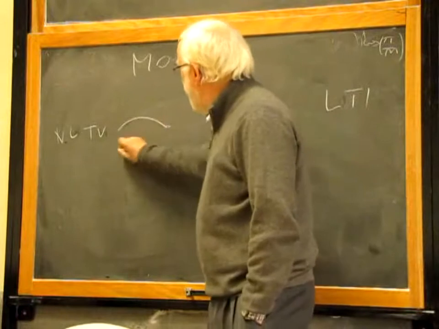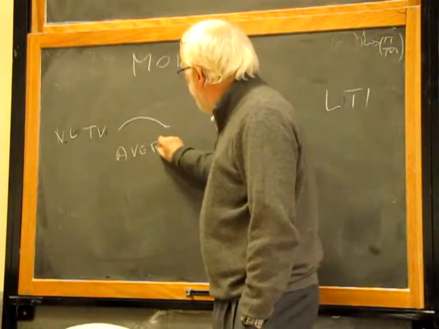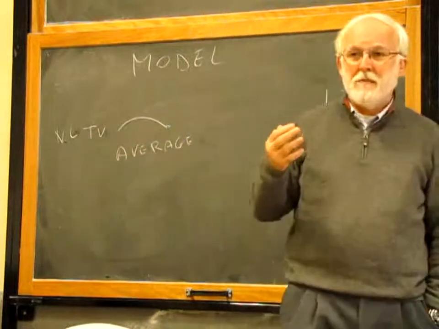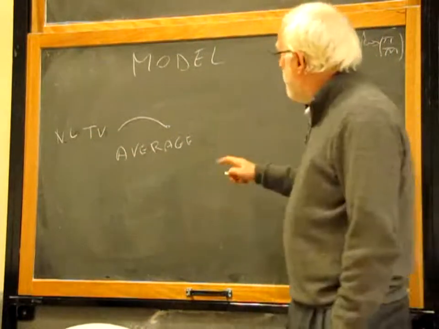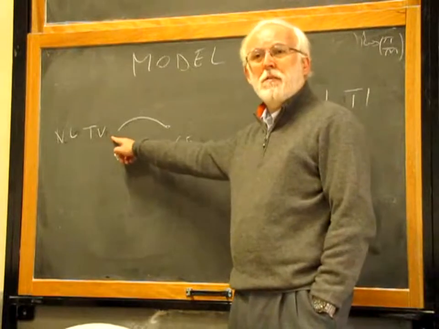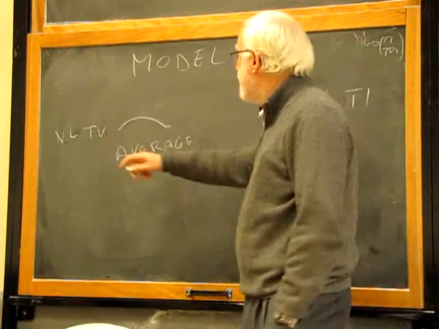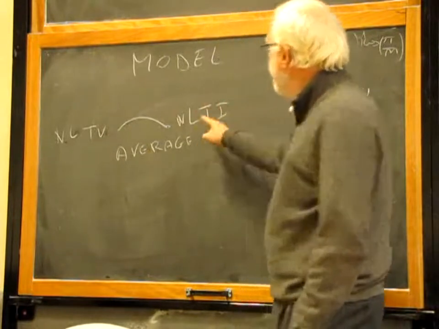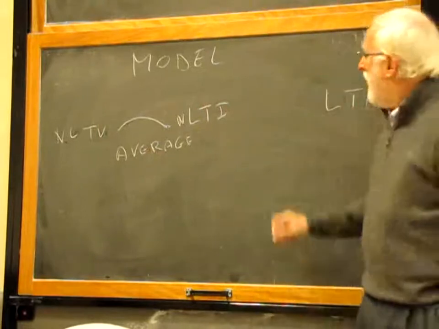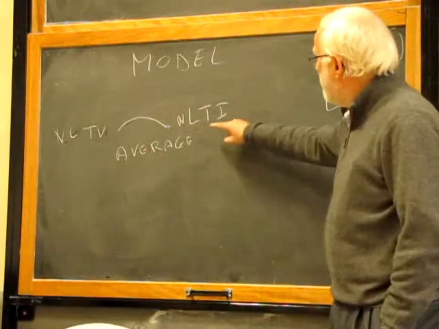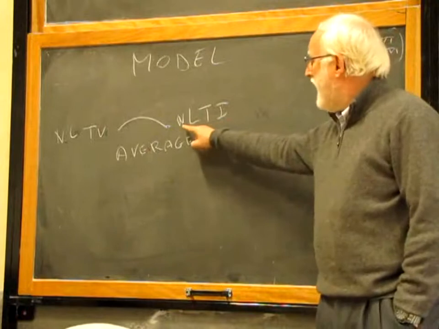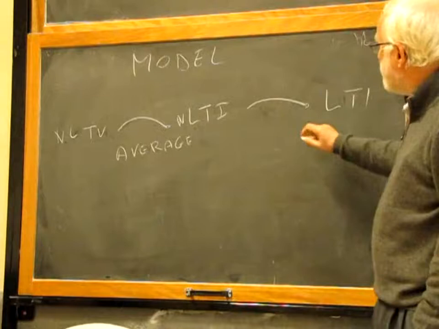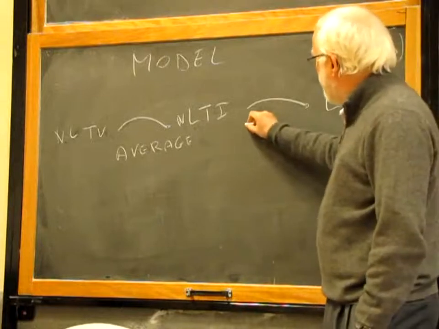The first step is called average. And average allows us to remove the time variance, the switches. So if we average our equations, our circuits, our components, we get a non-linear time invariant system. And if we wanted to get a linear time invariant system from a non-linear system, we need to perform a second step, that is linearization.